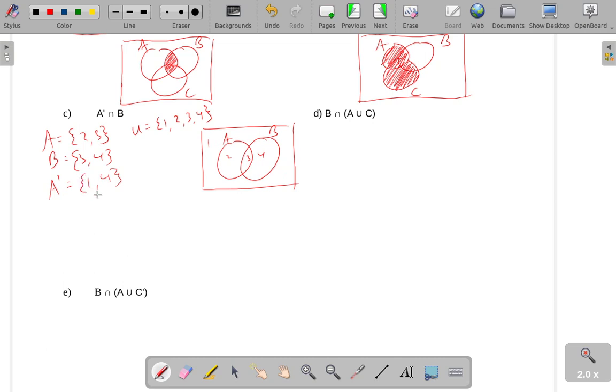Okay. So now I want to do A complement intersect B. Well, let's see. A complement was 1 and 4. B was 3 and 4. The only thing that's in common between those is region 4. A complement intersect B is going to be just region 4. So that would be this crescent moon shaped region right here.